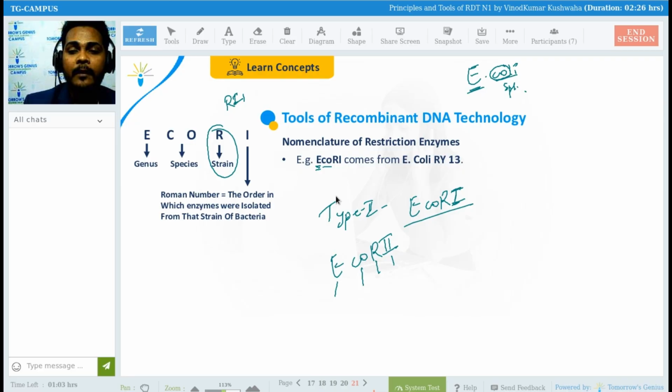Okay, similarly you can see, another enzyme EcoRI was isolated from the bacterium Escherichia coli RY13. Enzyme EcoRI is named similarly, right? So this is how the simple nomenclature works. There are certain other methods also used for nomenclature, but these are the common method to name any particular enzyme. Okay, any doubt in this?